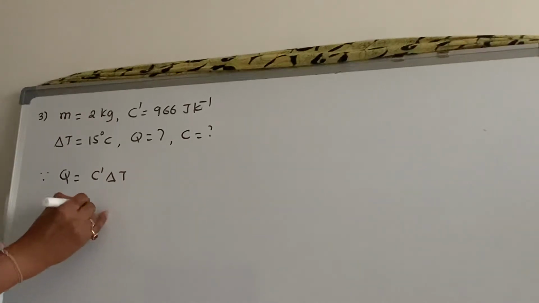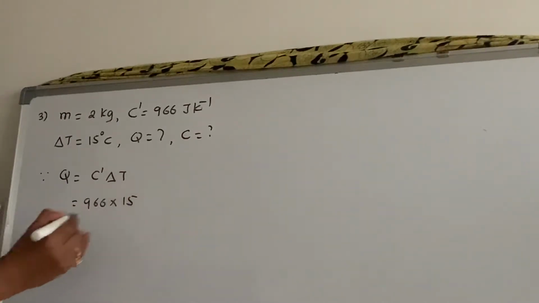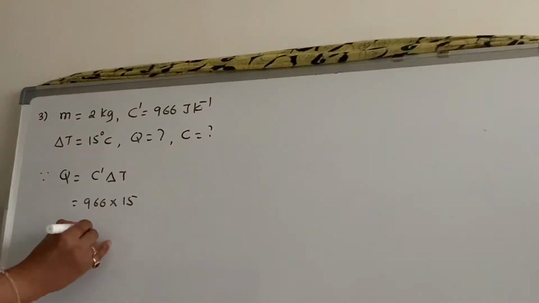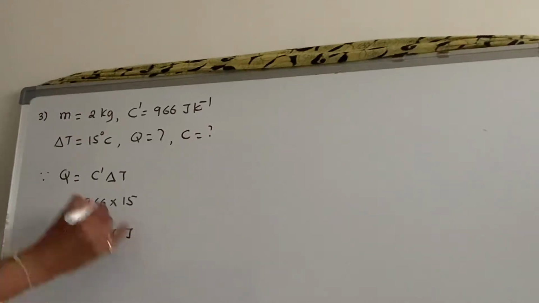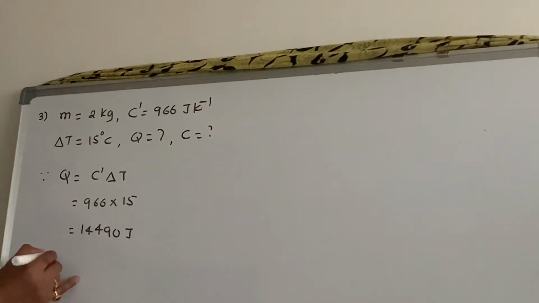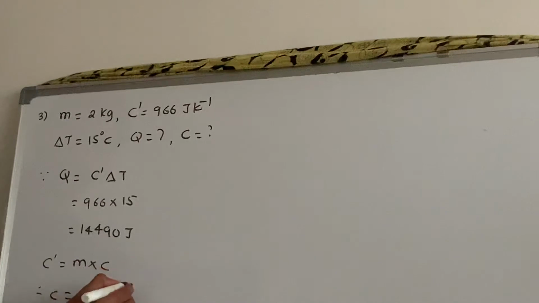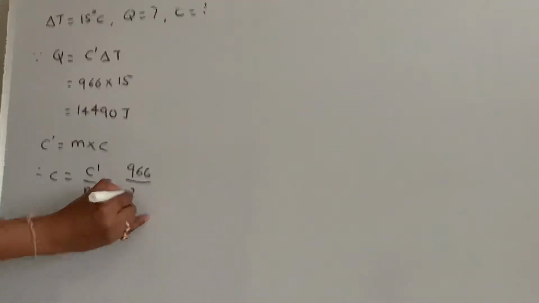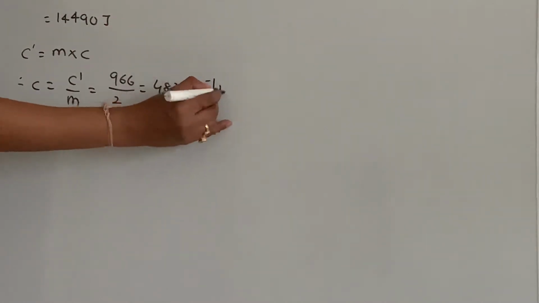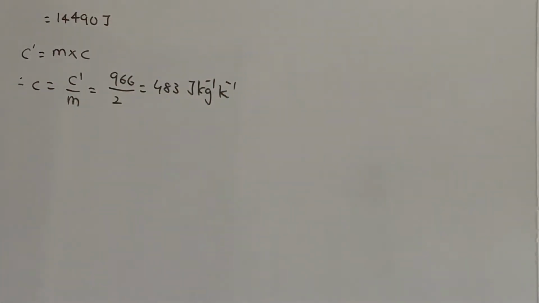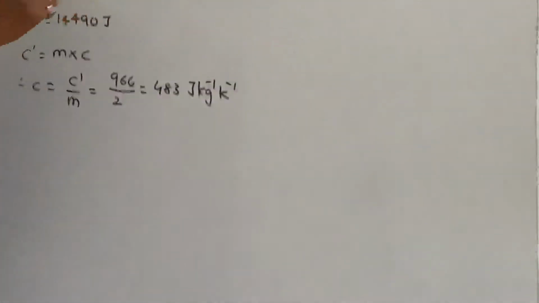C dash is your 966, delta T will be 50. That comes out to be 48300 joule. And then C dash is equal to M into C. So I can write here C is equal to C dash upon M. C dash is your 966 upon your M, that comes to be 483 joule per kilogram per Kelvin. Now we'll go with the fourth question.